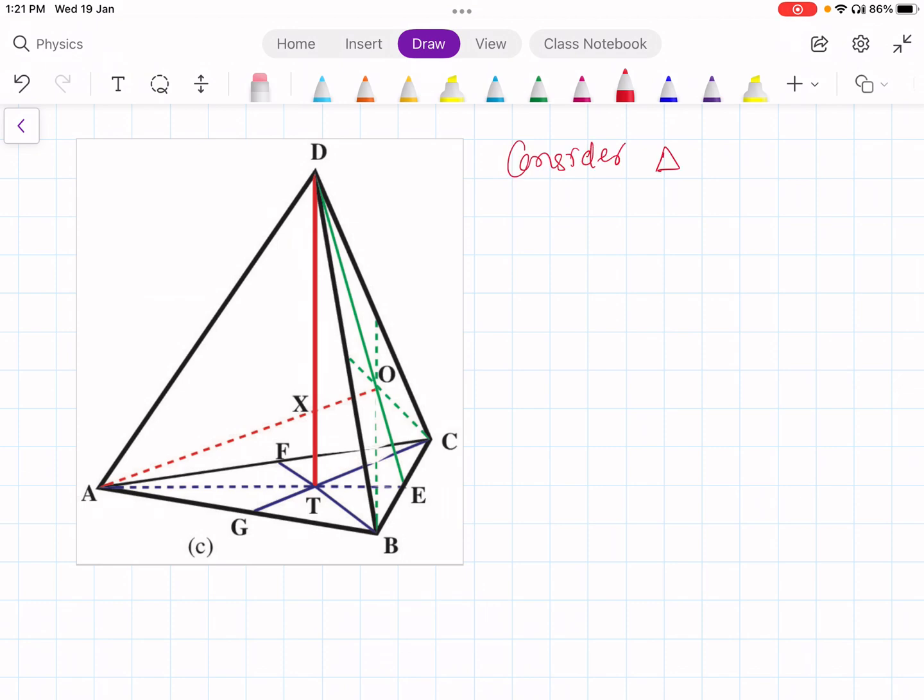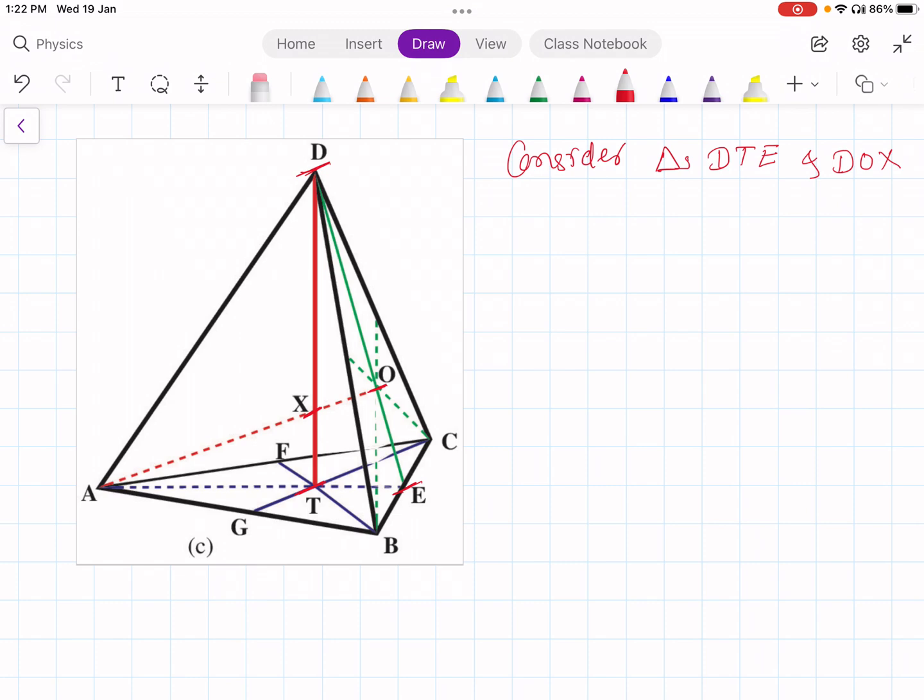Consider triangle DTE. That is, this is the point D, this is the point T, and this is the point E. And DOX. Consider triangles DTE and DOX. This is the point O, the intersection point, and this is another point.